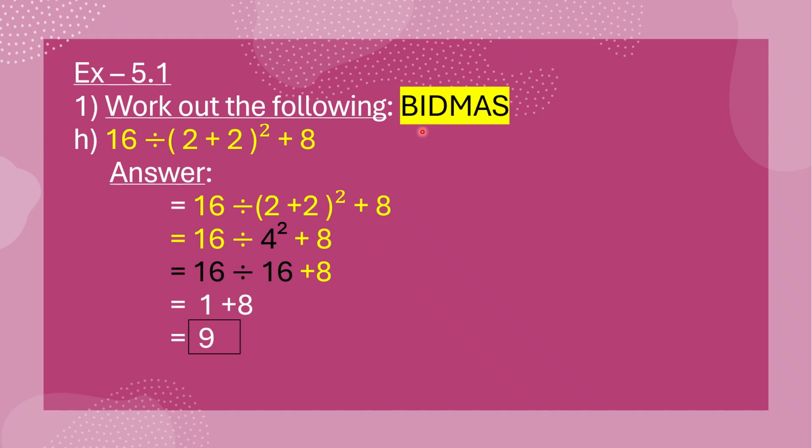Indices means it's a power. If we have a power, what do we have to do? We have to do that. So here 4 square is there. We have a power. So 4 square is 16. So 16 divided by 16 plus 8. Now after the indices, what is the order we have? That is division. So we have to do division next. 16 divided by 16 is 1, plus 8. So 1 plus 8 is 9.